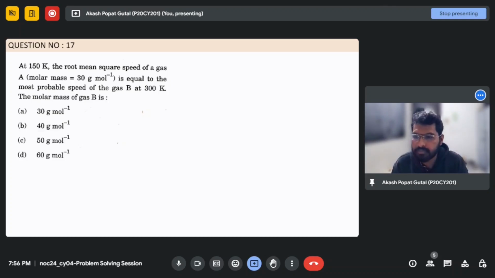So try to solve. This is related to root mean square speed of gases, same as the Maxwell-Boltzmann distribution. This question is also from the geochemist examination, I think 2022, in the preliminary exam.